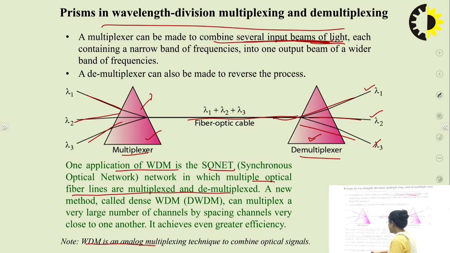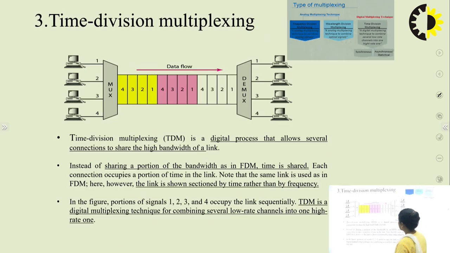Wave division multiplexing, as I told you, is an analog multiplexing technique to combine optical signals. I am not going into the explanation of exactly what happens with the multiplexers and demultiplexers, because it is conceptually very similar to the previous one, frequency division multiplexing. So let us come to the third one, which is called time division multiplexing, or TDM.